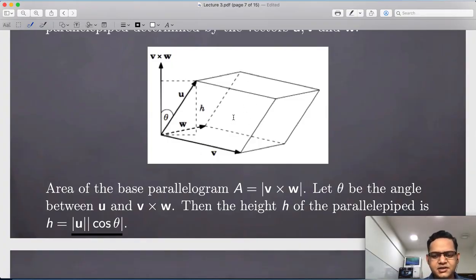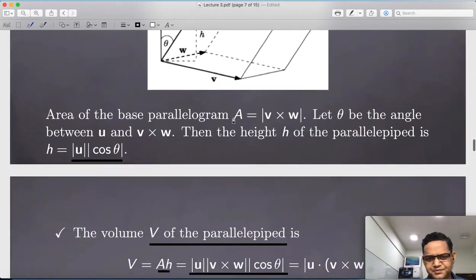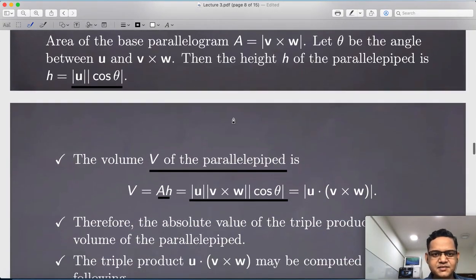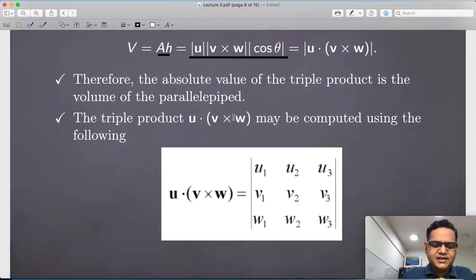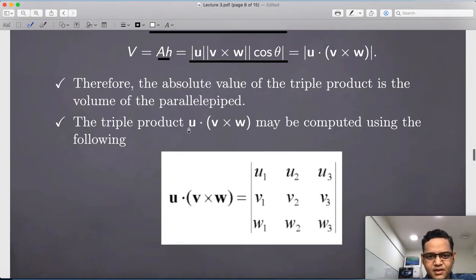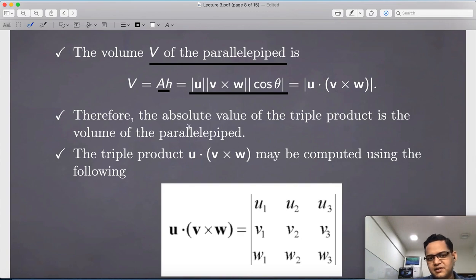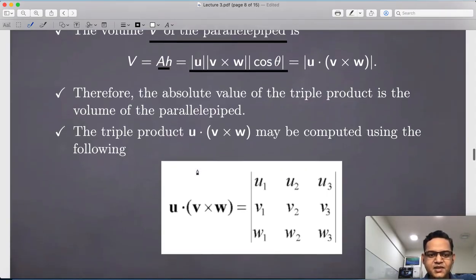So these quantities are important. They carry some geometric meaning, and sometimes problems will just ask you to find the area or the volume of things given the vectors. So you have to understand how to use the knowledge of the dot product as well as the cross product. Okay, so this is just what I just said.